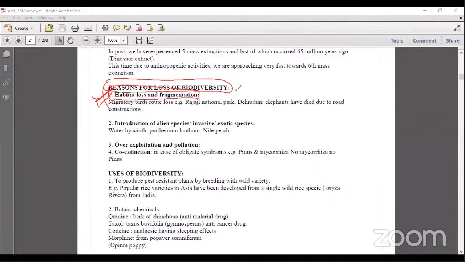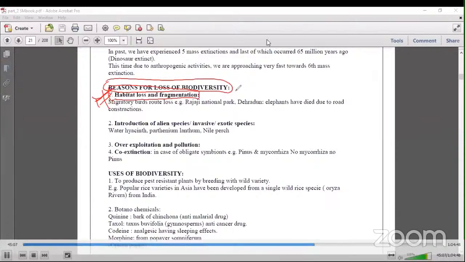Quite obvious, if somebody loses his home and the pathway or the habitat gets fragmented, meaning it is divided into parts, then no one will like to live there. And ultimately, the species will lose its habitat and home.